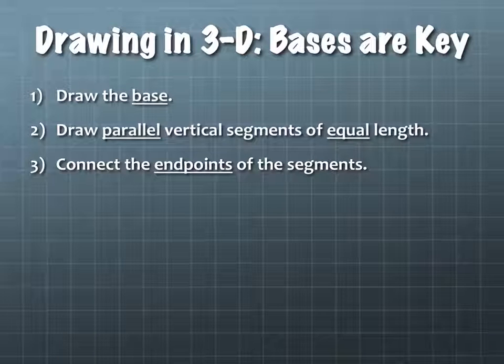Okay, I'm going to talk a little bit about how we draw in 3D. Drawing the base is one of the big things, you've got to draw the base accurately. And then parallel vertical segments of equal length connecting endpoints of the segments. Or if they aren't parallel vertical segments, like if you're drawing a pyramid, they actually might slant. So I'm just going to show you what I mean by some of this description. If we were drawing, let's go with a square on the bottom.